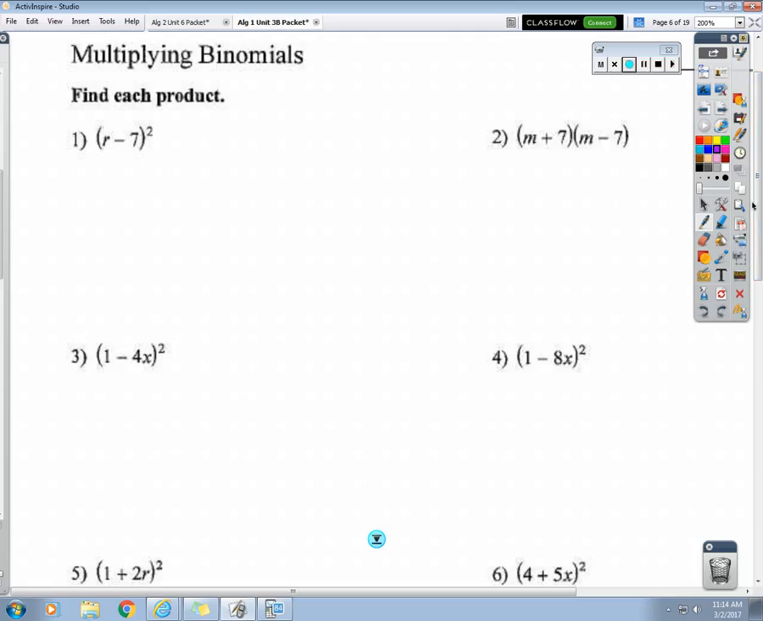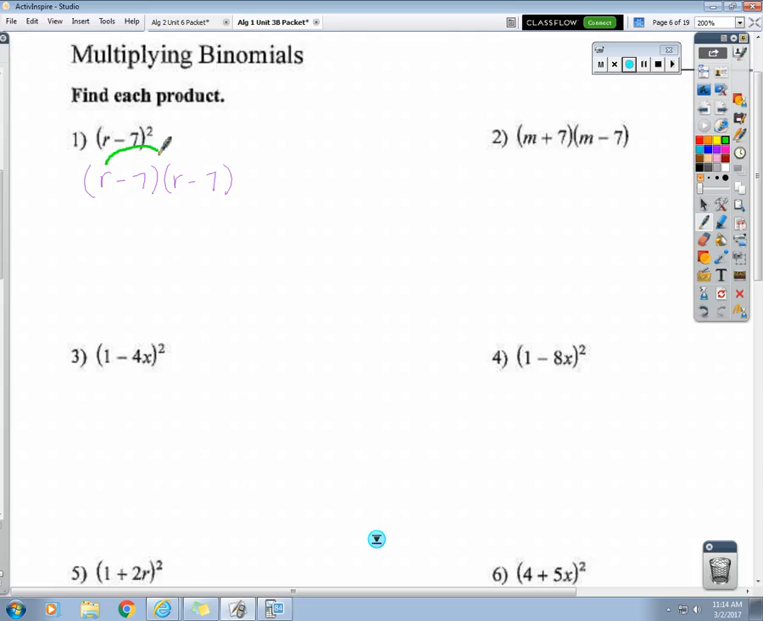Multiplying binomials. Find each product. What does it mean when you have r minus 7 squared? Right, that means there's 2 of those sitting there. When something's squared, it means there's 2 of them. You multiply it by itself. So now that I've written it out like that, what do I have to do to multiply it?